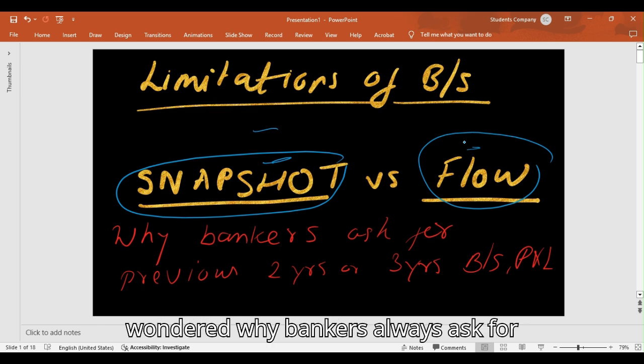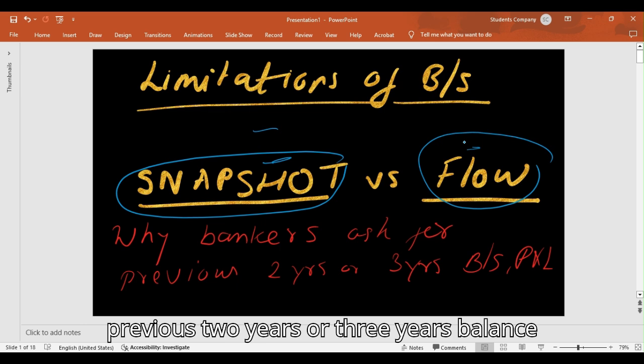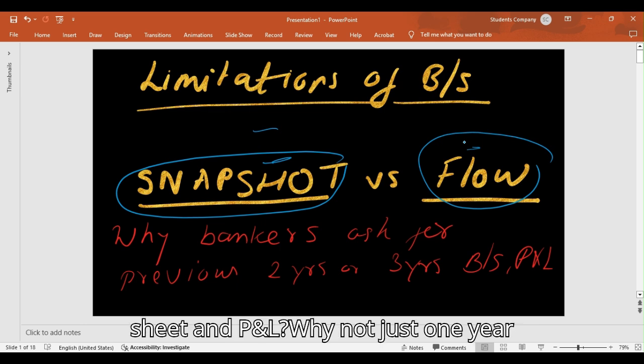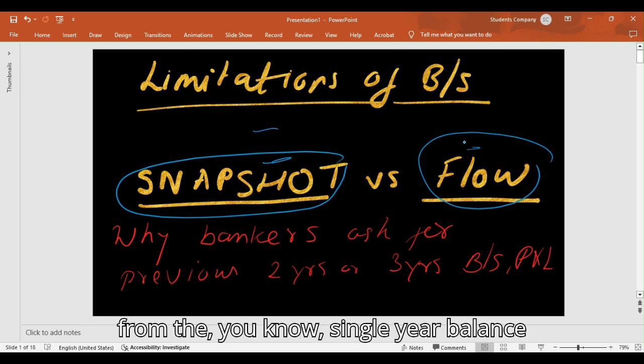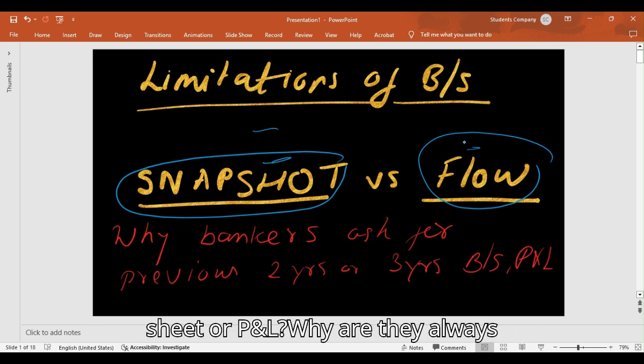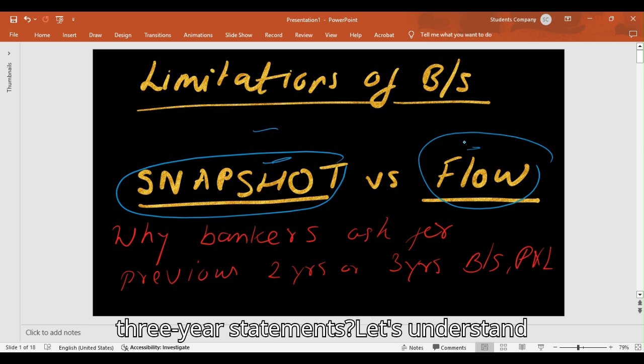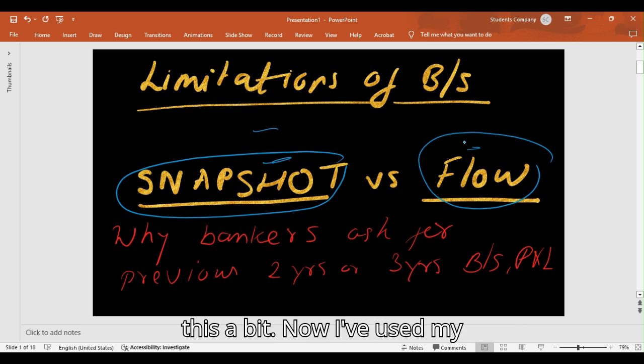Now, have you ever wondered why bankers always ask for previous 2 years or 3 years balance sheet and P&L? Why not just 1 year statement? Can't they understand anything from the single year balance sheet or P&L? Why are they always troubling others with 3 year statements? Let's understand this a bit.